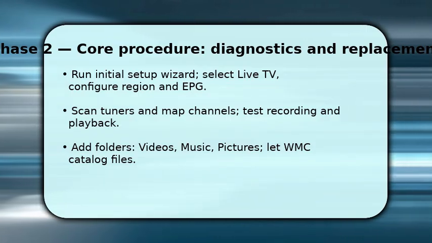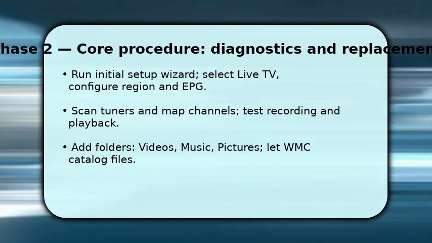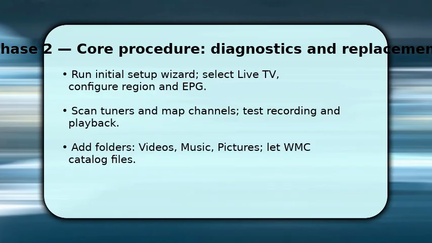Next, run the tuner scan to map channels and perform a short test recording to verify playback and scheduling. Meanwhile, add media folders under videos, music, and pictures so WMC builds a library. This indexing is why playback and searches are fast. Make sure to confirm recording storage location and free disk space before proceeding.